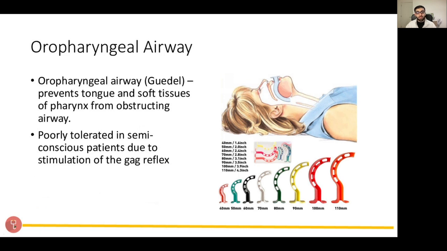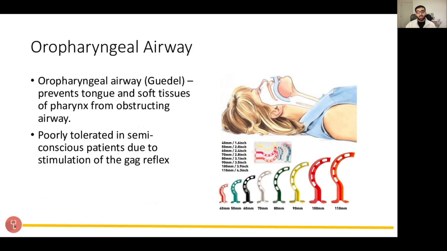So the first of these devices is an OPA, an oropharyngeal airway. It's also known as a MedAll. Essentially it prevents the tongue and soft tissues of the pharynx from collapsing in, so the tongue flapping back and the soft palate coming down. It prevents this from happening and keeps the airway open.